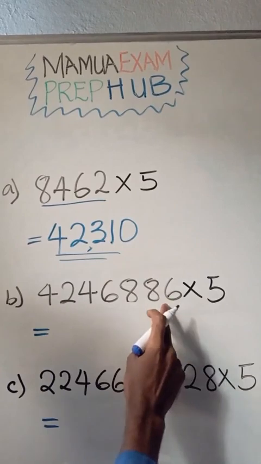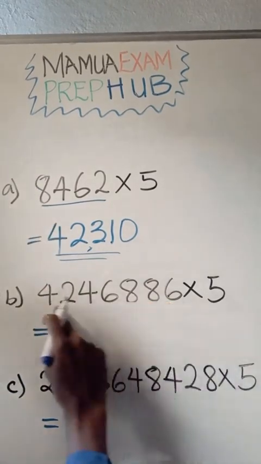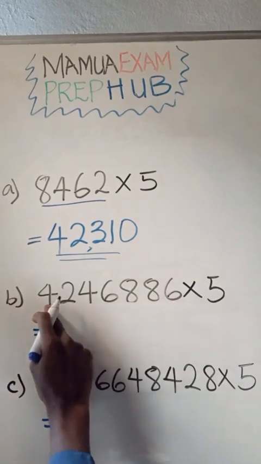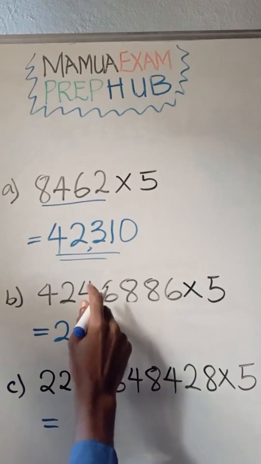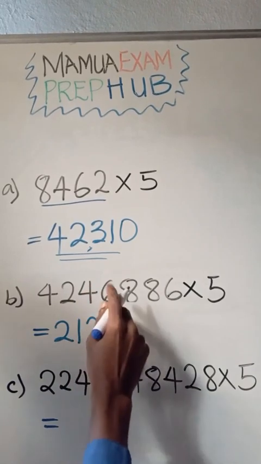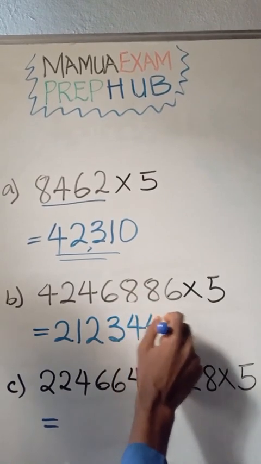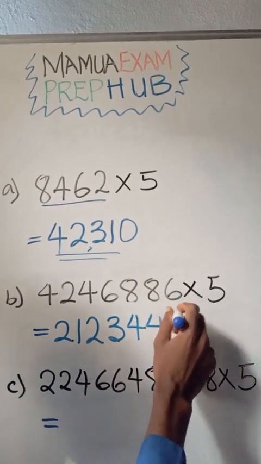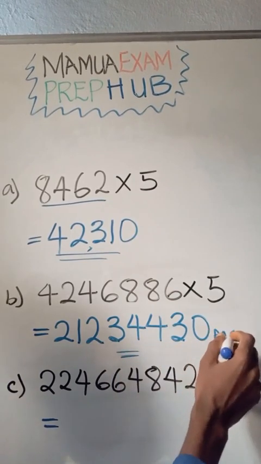Alright, the next one is also an even number because it ends with 6. So I'm going to divide all by 2. 4 divided by 2 is 2. 2 divided by 2 is 1. 4 divided by 2 is 2. 6 divided by 2 is 3. 8 divided by 2 is 4. 6 divided by 2 is 3. We are going to end it with 0, so that is the answer.